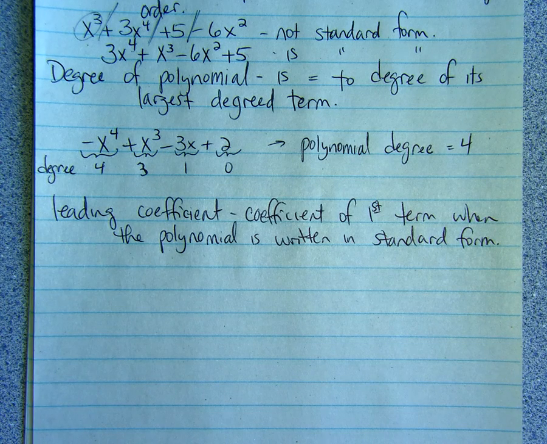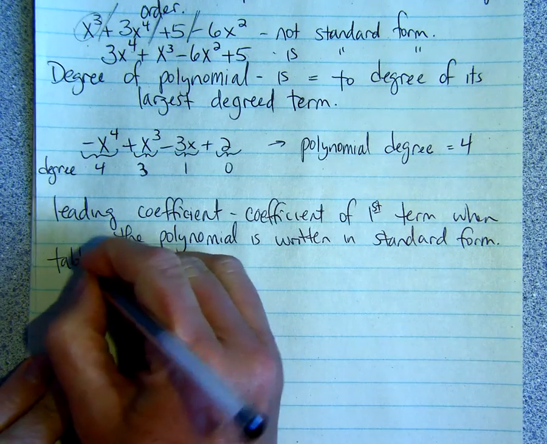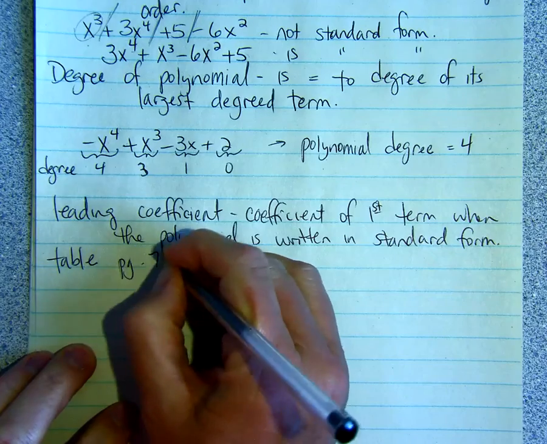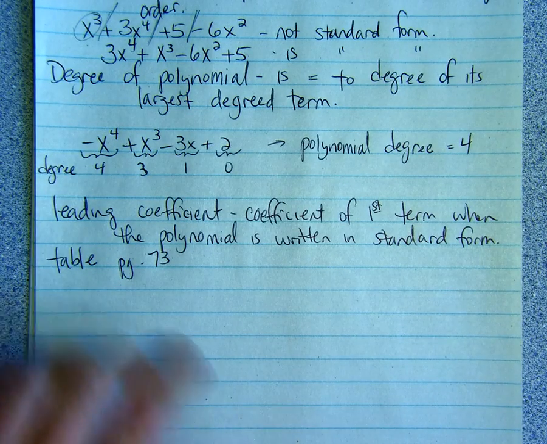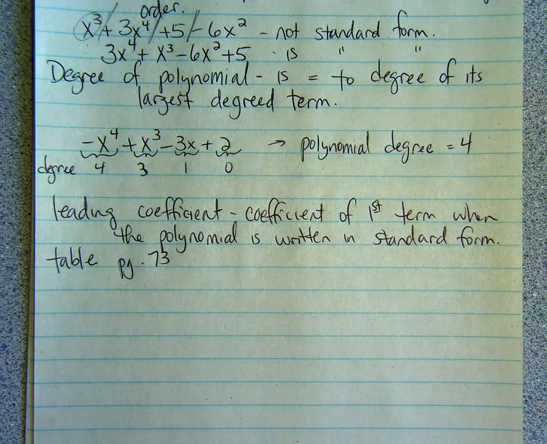There is a table on page 73 that you're going to need to know. So if the polynomial has degree 0, it's classified as a constant. There's one term. And classified by the number of terms, it's just a monomial. Then there's linear, quadratic, cubic, quartic, and quintic.